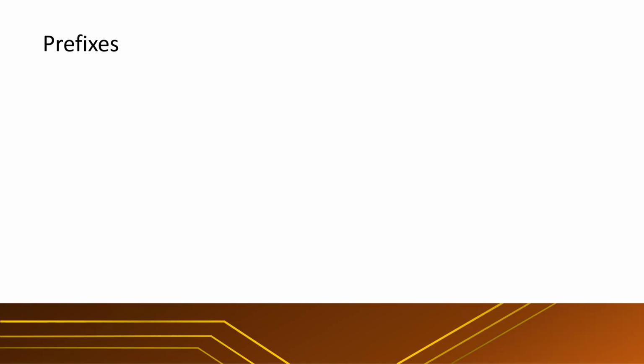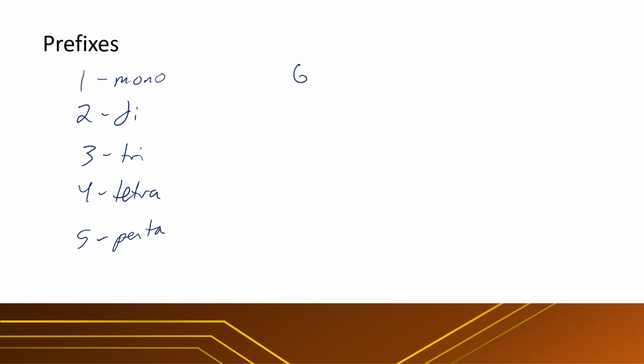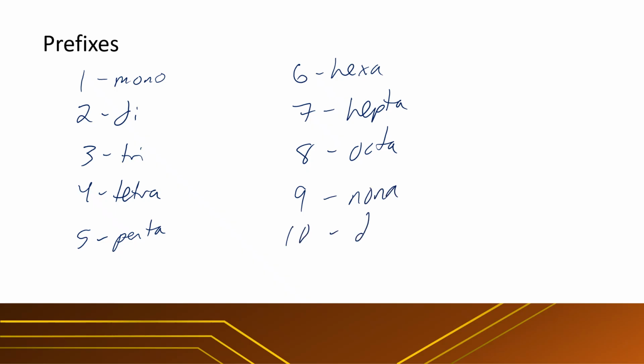Let's run through the different prefixes, and you should know these. If there's only one, it's mono, but remember we don't use that on the first element. If there's two, it's di, 3 is tri, 4 is tetra, 5 is penta, 6 is hexa, 7 is hepta, 8 is octa, 9 is nona, and 10 is deca.